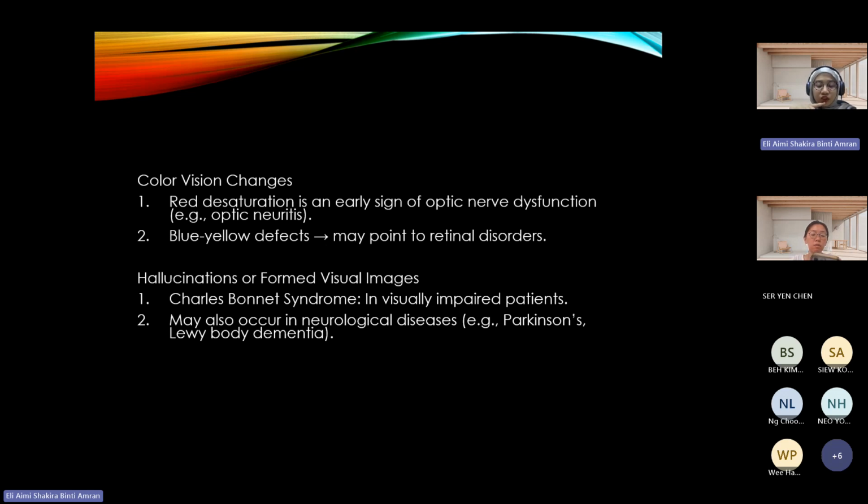So it can happen in Charles Bonnet syndrome, in visually impaired patients, and also in other neurological diseases related to higher-order visual processing. For example, Parkinson's can have hallucinations, and also dementia.